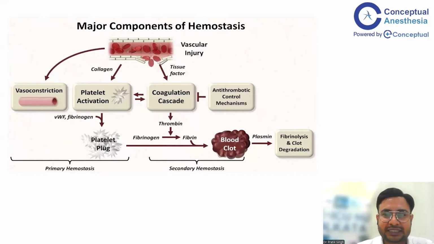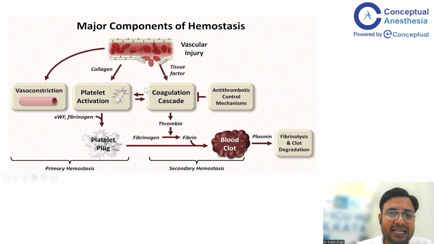So just look at this image in which we can see the major components of hemostasis. It starts with a vascular injury that leads to vasoconstriction. Then the collagen leads to platelet activation, after which von Willebrand factor and fibrinogen come, and they start making a platelet plug. Simultaneously, because of the tissue factor, the coagulation cascade is also activated.